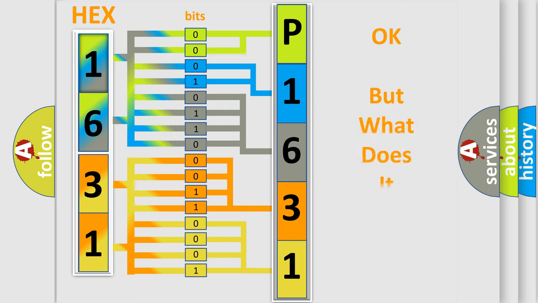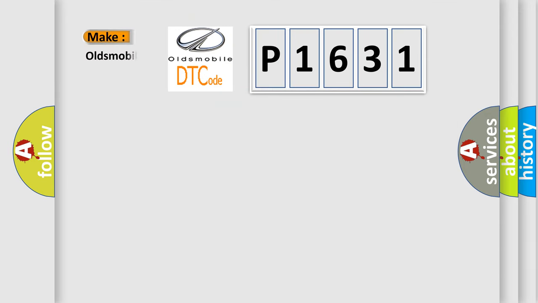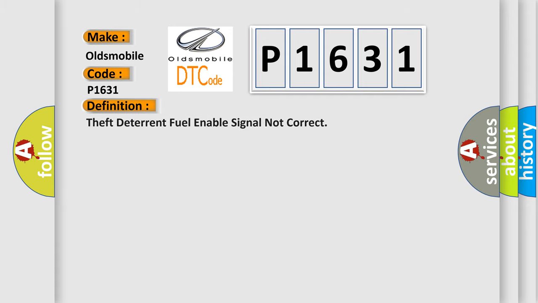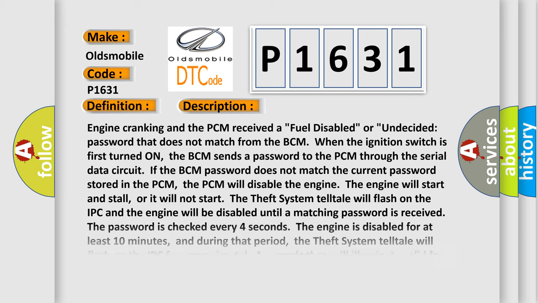The number itself does not make sense to us if we cannot assign information about what it actually expresses. So, what does the diagnostic trouble code P1631 interpret specifically for Oldsmobile car manufacturers? The basic definition is theft deterrent fuel enable signal not correct. And now this is a short description of this DTC code.